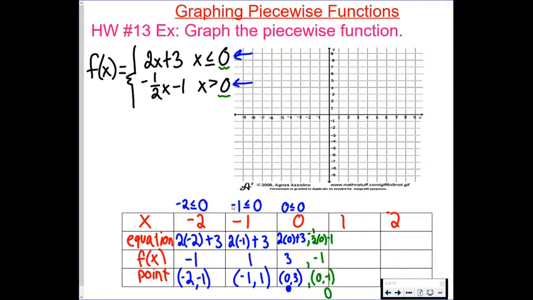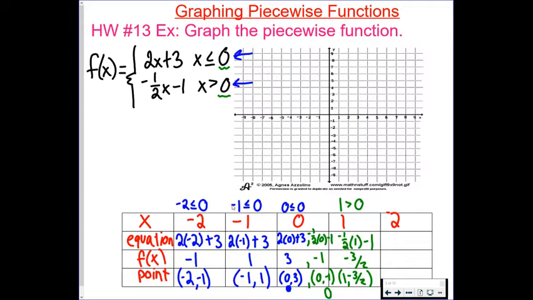Let's keep going though. So if I plug in 1, which interval does it fit into? The top or the bottom? Right, the bottom. 1 is greater than 0. So I'm going to plug it in. Negative 1/2 times 1 minus 1. Negative 1/2 times 1 is negative 1/2. Minus 1 is negative 3/2. So our ordered pair is 1, negative 3/2.